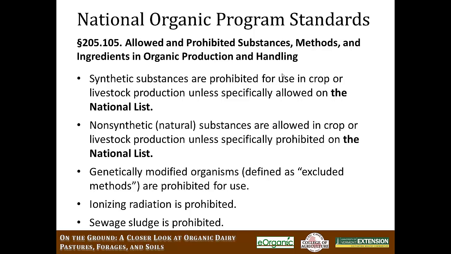So here is a summary of Section 205.105 of the Organic Standards, which describes the allowed and prohibited substances, methods, and ingredients in organic production. What this section says is, again, synthetic substances are prohibited unless they are specifically allowed on the National List. Natural substances are allowed unless they are specifically prohibited on the National List.